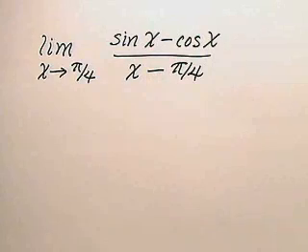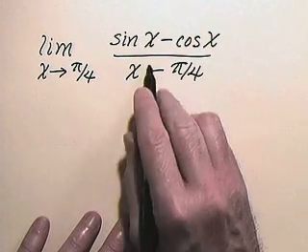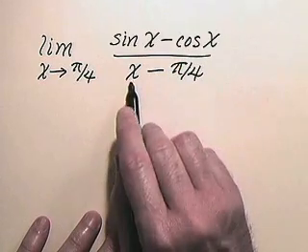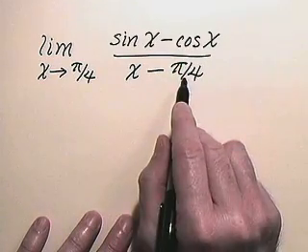Okay, let's work a problem using L'Hopital's rule where we have trig functions and the point where we're taking the limit is not something simple like 0 or infinity. Problems can still occur. Here we want to calculate the limit as x approaches pi over 4 of sine x minus cosine x divided by x minus pi over 4.